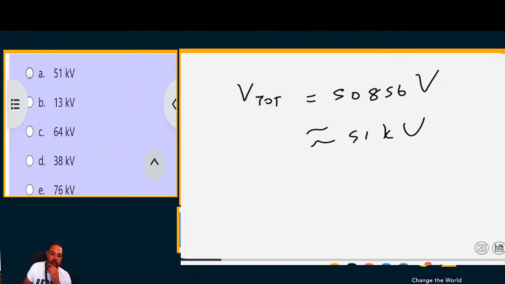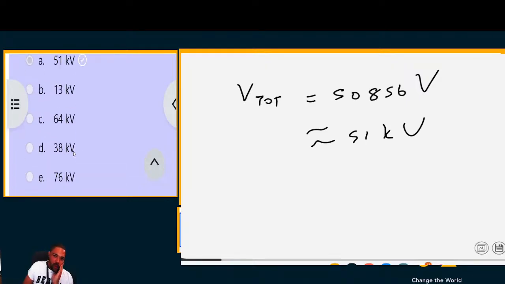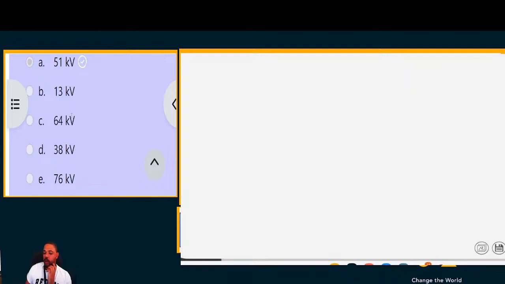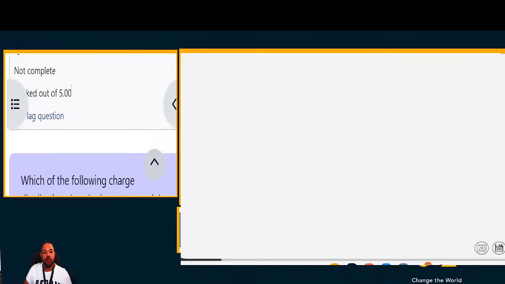51 kilovolt is the first one. Let's pick it. Let's check. 51 kilovolt. And yes, 51 kilovolt is indeed correct. So our approach was correct. You just need to get the approach correct. Now, moving on to question number 14.